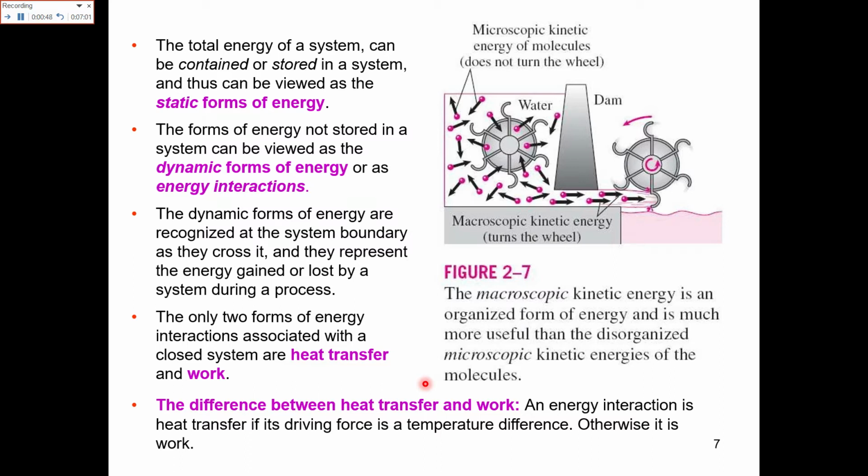If the energy comes in, we'll say that there is a gain in the energy, and if the energy leaves, we'll say that there is a loss of energy. The only two forms of the energy interaction associated with a closed system are heat transfer and work, and basically these two are important in thermodynamics. An energy interaction is heat transfer if its driving force is the temperature difference. If the temperature difference is not present, then the energy interaction would be work.